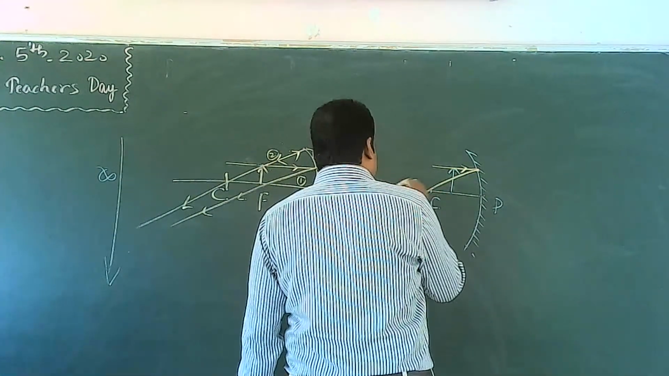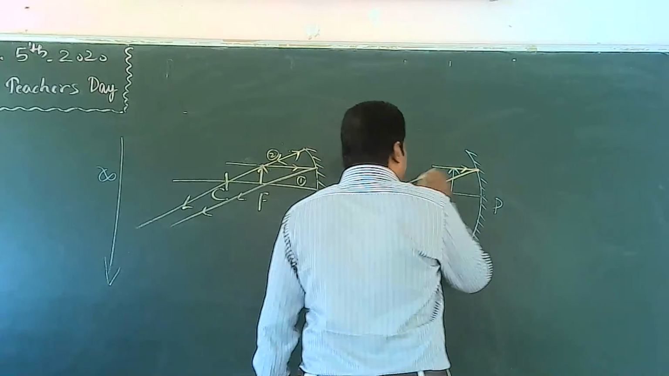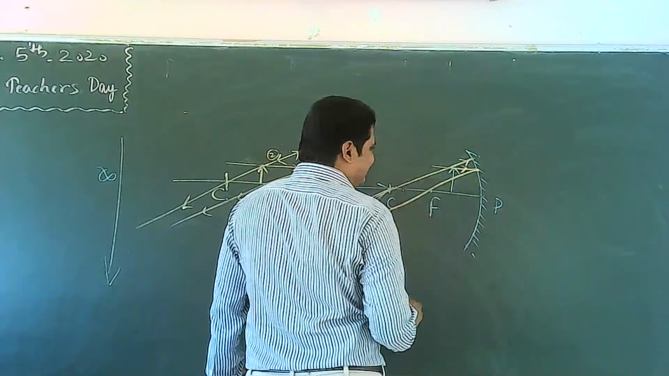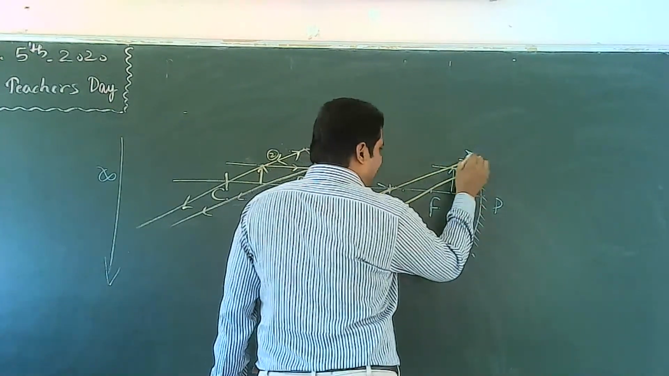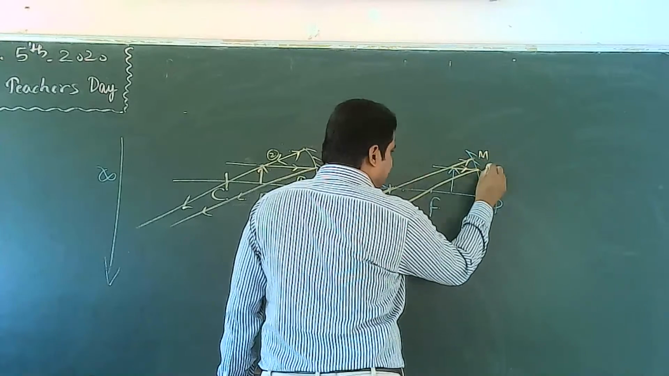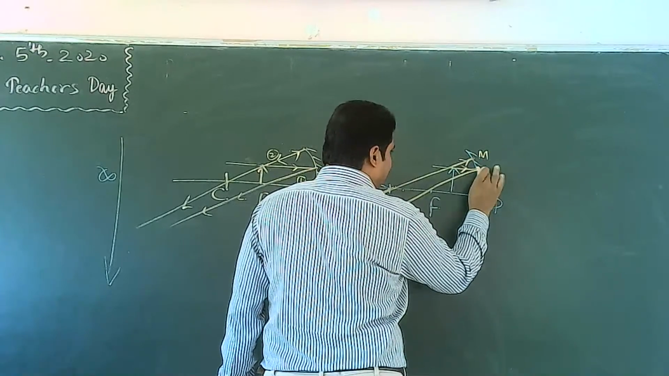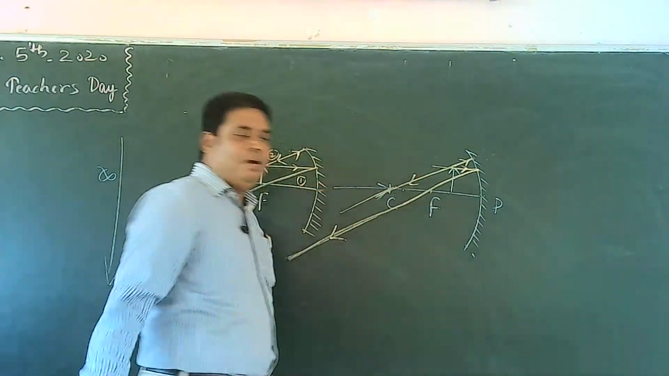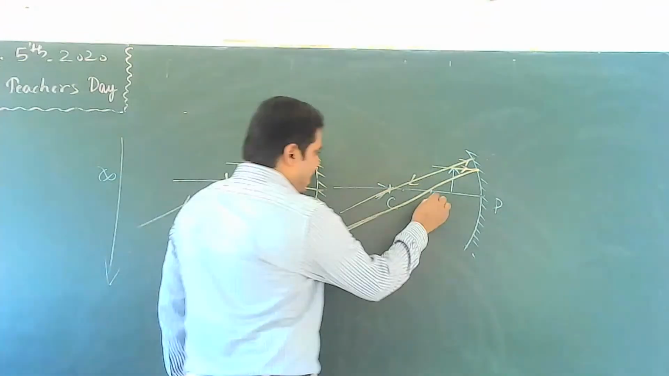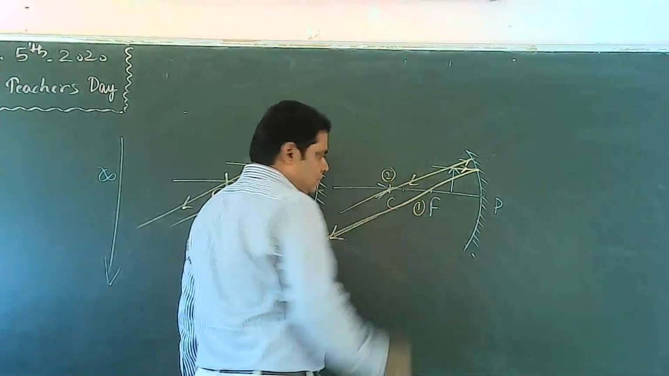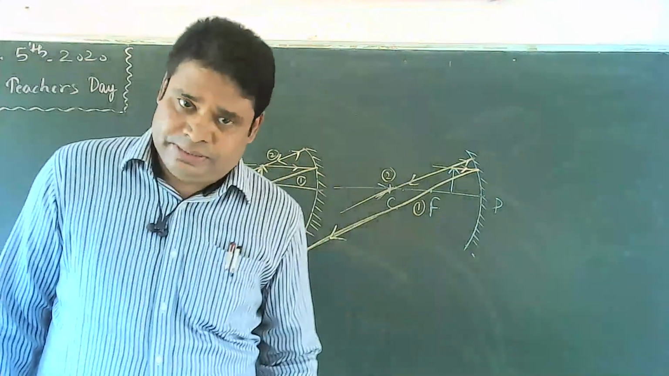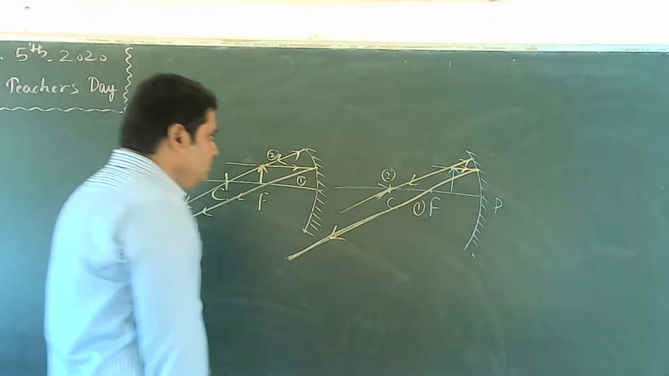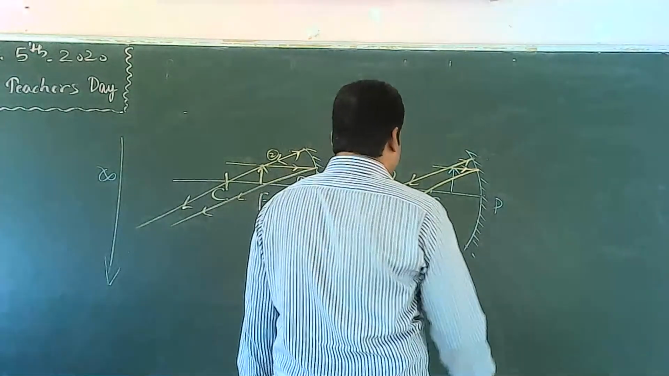Let me consider another ray which starts from this object and meets the mirror at point M. Say this is Q, whatever it may be, and it will retrace its path. Now I have considered two rays, one through F, one through C. You can consider any two rays, one through F, one through C, one through pole, whatever it may be.